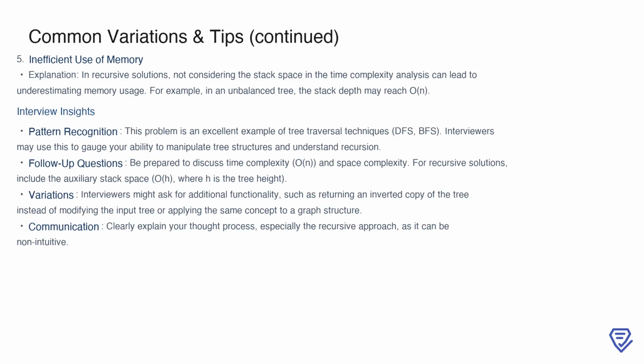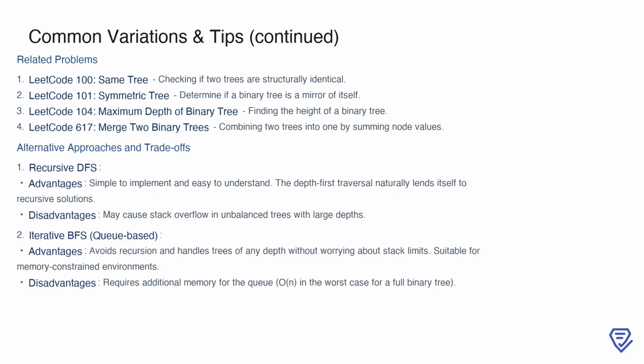You might also encounter follow-up questions asking for variations, like returning an inverted copy of the tree instead of modifying it in place, or applying the same concept to graphs. Clear communication of your thought process is key, particularly for recursive approaches, as they can be challenging to grasp at first. This problem shares concepts with several related problems, which can help you recognize patterns and broaden your understanding.